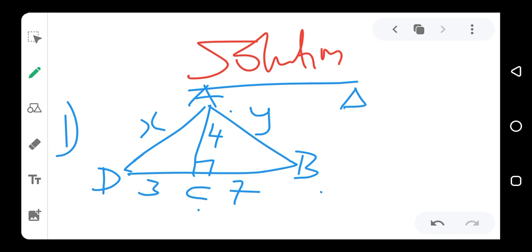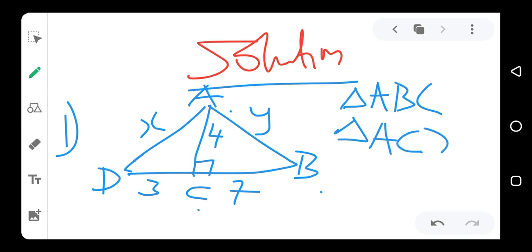So we have triangle ABC. Now we have another triangle, ACD. So we have triangle ACD. So we have 2 triangles inside this big triangle. The big triangle is triangle ABD. Then inside it we have triangle ABC and triangle ACD.